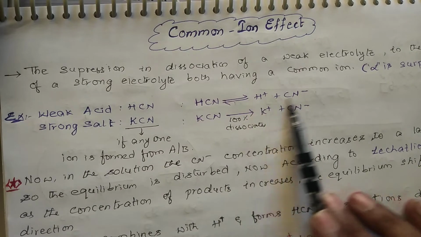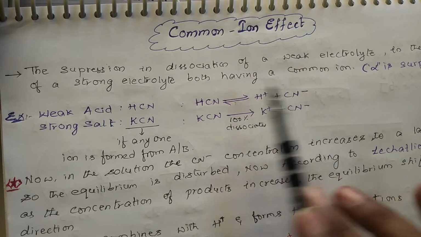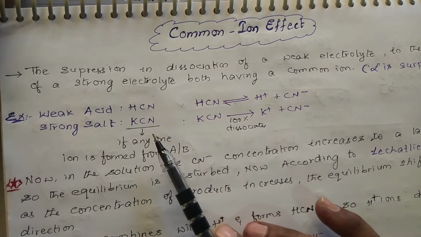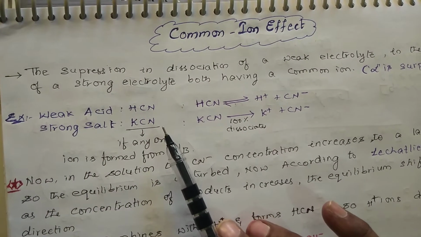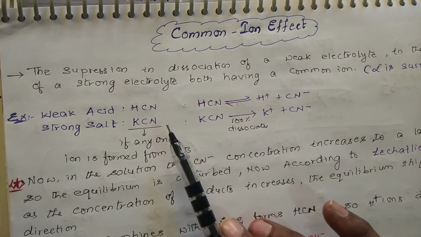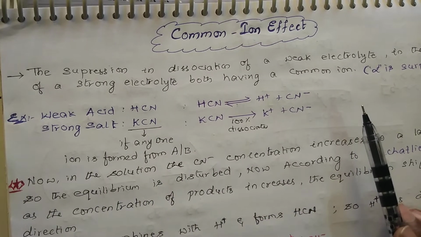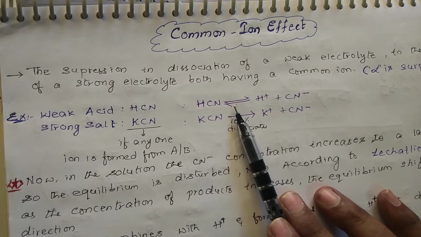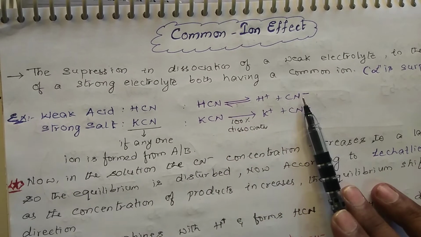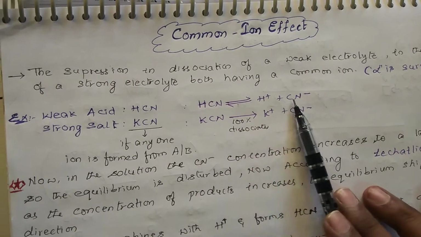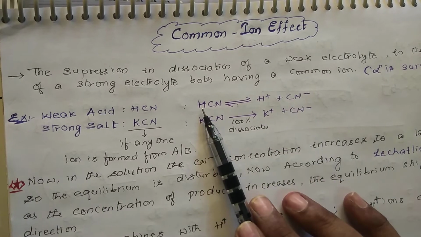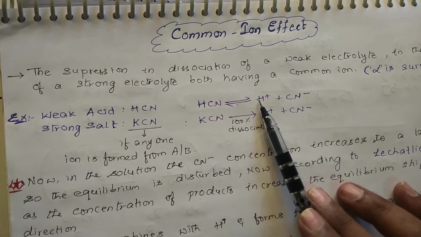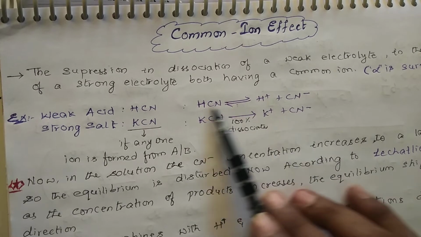But due to the increase in the product's concentration, it gets shifted in the backward direction according to Le Chatelier principle. If you are good at Le Chatelier principle, you will get this immediately. CN concentration is increased, so the equilibrium is affected. As the product concentration is increasing, the extra CN minus combines with H plus and moves in the backward direction.